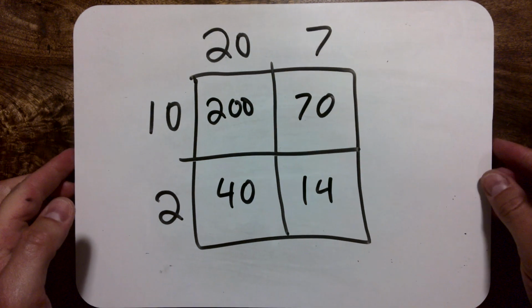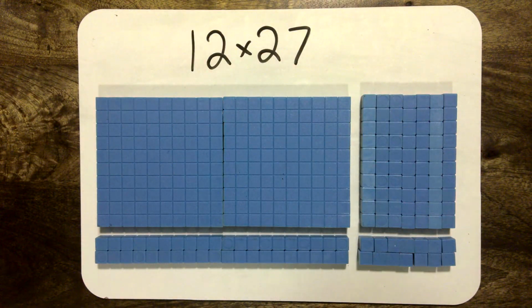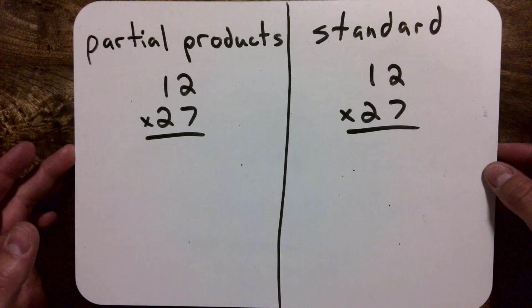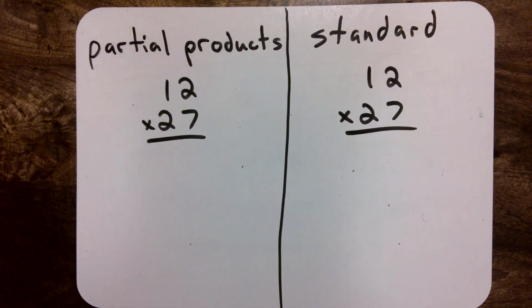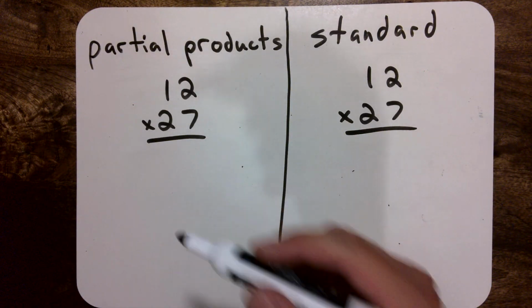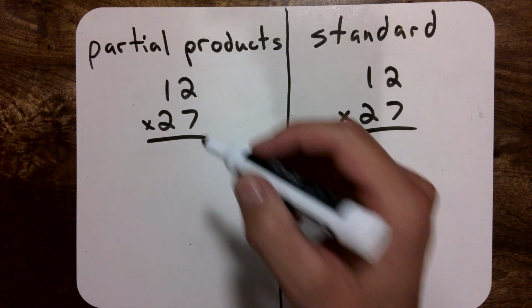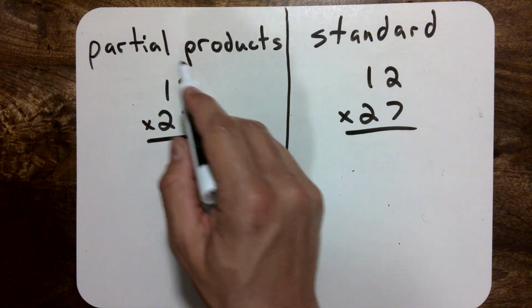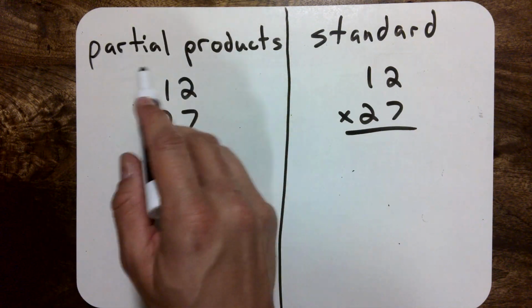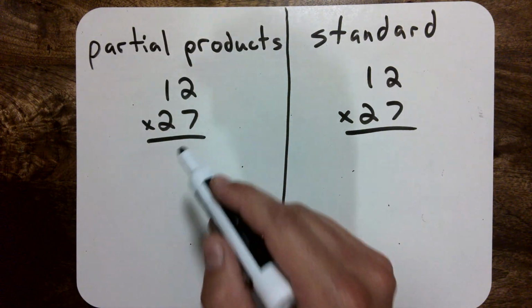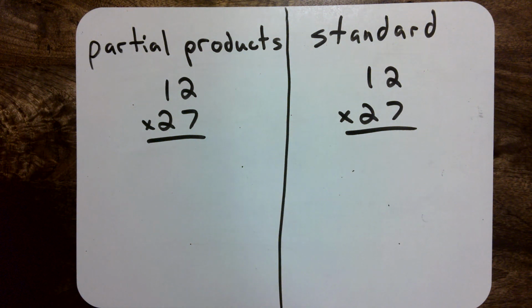So what does this algorithm look like? The algorithm is just a set of steps that we can move through to solve a problem. For the partial products algorithm, it's going to look similar to the standard algorithm, but we're not going to have any of this superscript notation up on the top. So we're not going to be adding anything up here. We're just going to be recording every single partial product that we find.